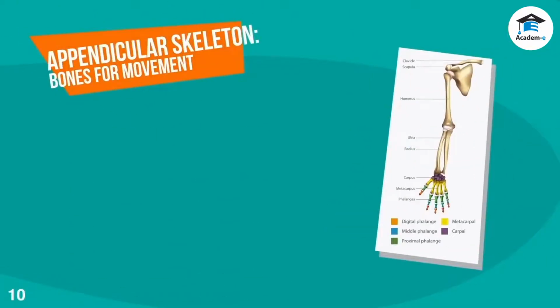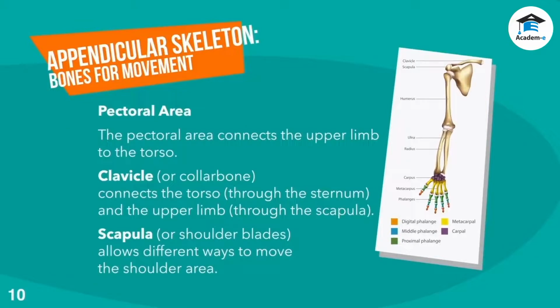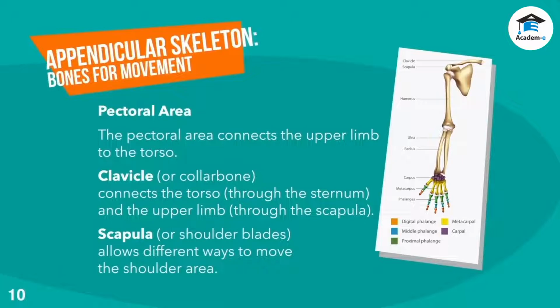Appendicular skeleton. Bones for movement. It includes the bones of the pectoral area, upper limb, pelvic area, and the lower limb. The pectoral area connects the upper limb to the torso. Its bones include the clavicle or collarbone that connects the torso through the sternum, and the upper limb through the scapula. The scapula or shoulder blades allows different ways to move the shoulder area.